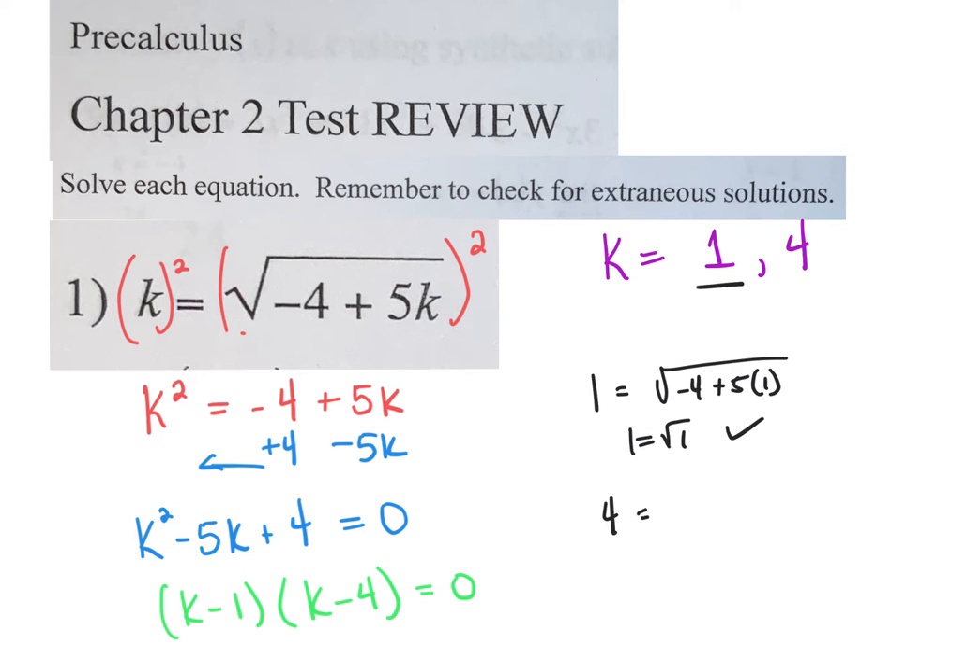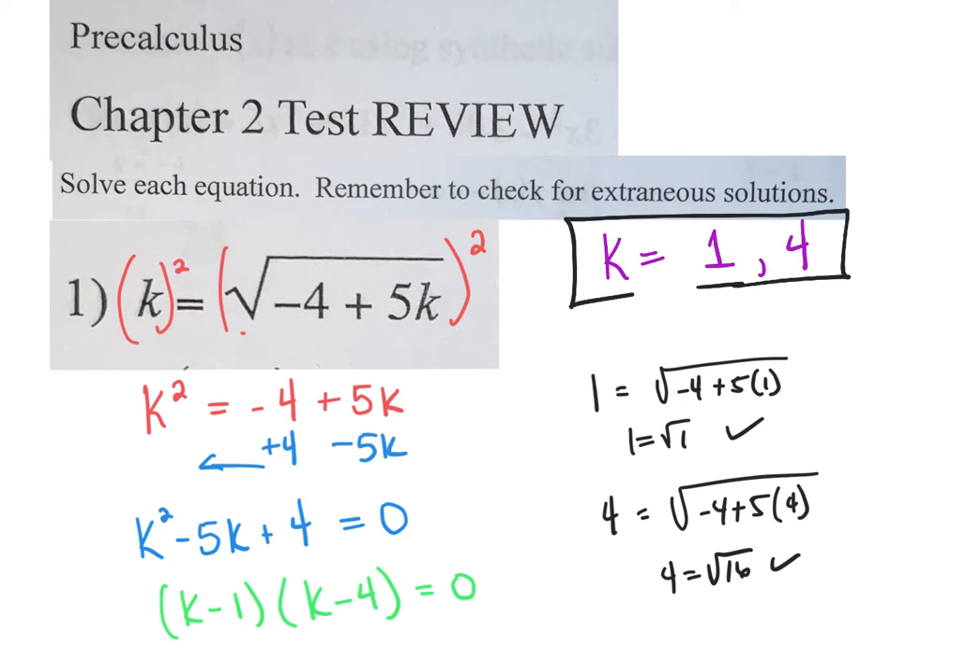Plug in a 4. Square root of negative 4 plus 5 times 4. 5 times 4 is 20. 20 plus negative 4 is 16. 4 is the square root of 16. That is also true. So I know that both of those work.